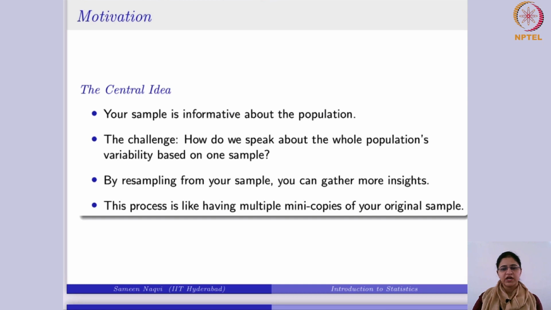Since you cannot do that, we just have a single sample. In real life, we cannot keep on resampling again and again from the population. So instead of that, we just focus on one sample, and from there we keep on taking different samples with replacement and we make conclusions about the population.